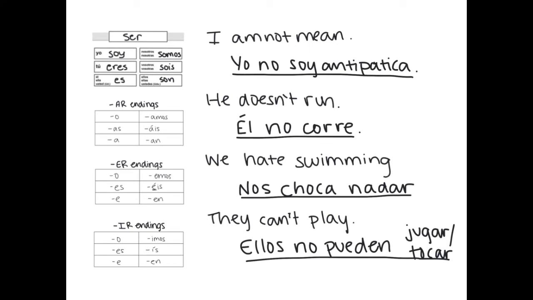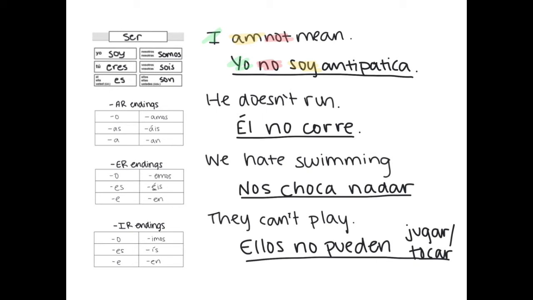Alright, so here are those answers. I am not mean translates to yo no soy antipatica. So we have our am not, or just our not here, and that corresponds to yo no soy. And then the subject for both is I and yo, and then soy is our verb, which corresponds to am in that first sentence. So as you can see, there's a little bit of out of order when you use soy.